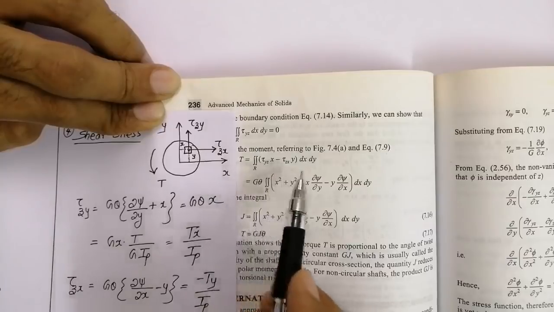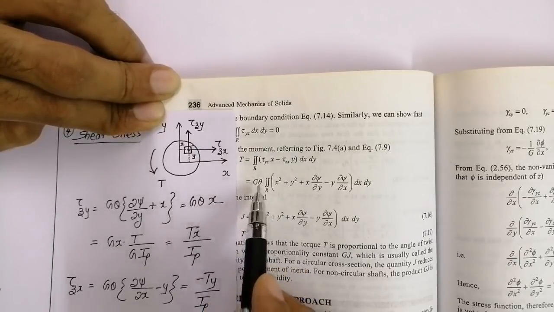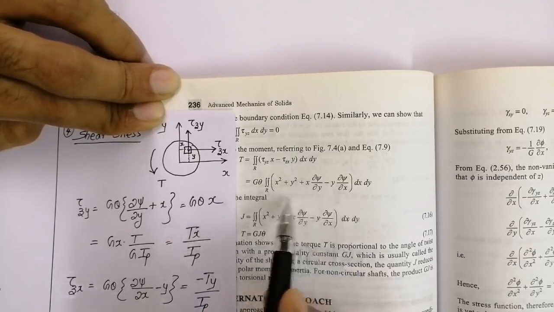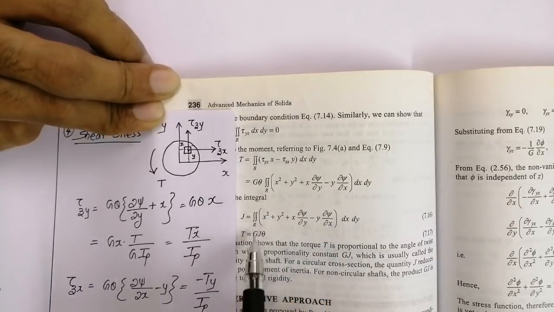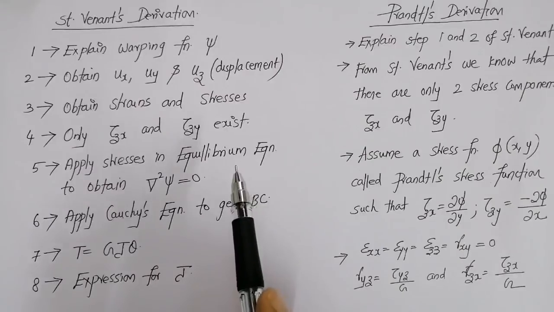So you can write this equation, and you can write T is equal to G theta into the double integral of this value, where the double integral of this value gives us J. So we have explained the Venant's derivation. Now let us see the summary of Venant's derivation.